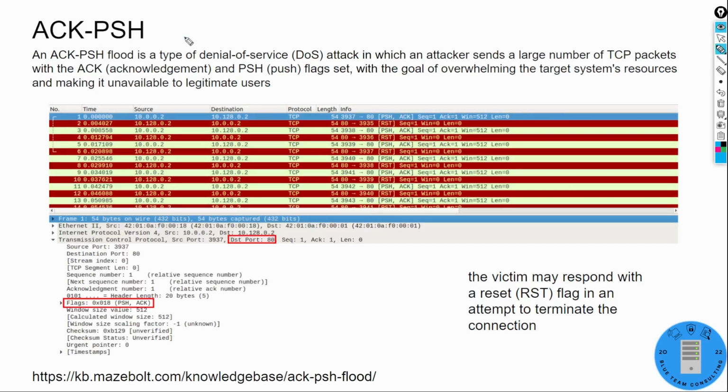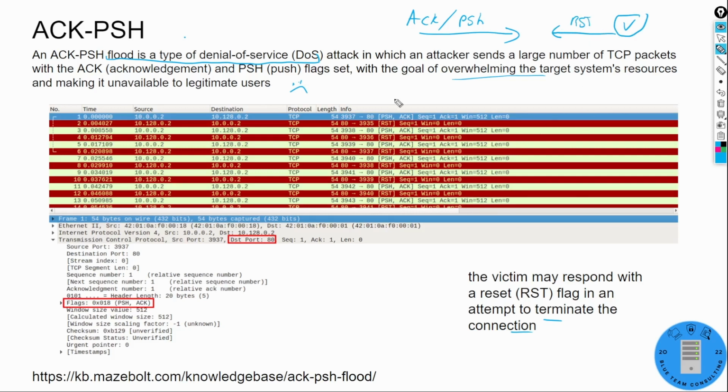All right, an ACK push. This is a flood type DOS where the attacker sends a large number of TCP packets with the ACK, the acknowledgement, and the push flag set with the goal of overwhelming the target system resources, making it unavailable to legitimate users. So what happens here is if they send an ACK push flag, the victim may respond with a reset flag in attempt to terminate the connection. So why would the victim machine reply to an ACK push with a reset?